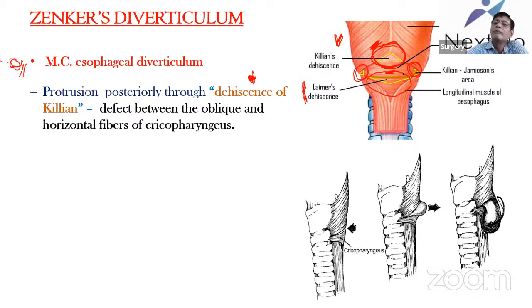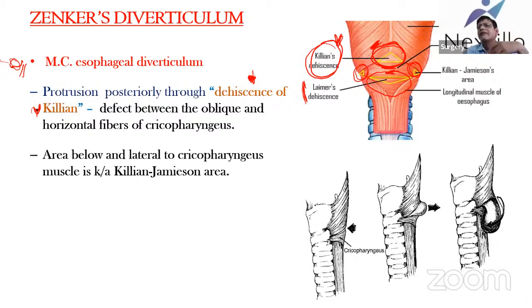Okay. Protrusion through this Killian dehiscence is what is known as the Zenker's diverticulum. Protrusion posteriorly of the mucosa and submucosa through the dehiscence of Killian, which is a defect between the oblique and the horizontal fibers of the cricopharyngeus. And just below or lateral to this area, we have a defect which is known as the Killian-Jamieson area. We may also have a diverticulum forming here too.